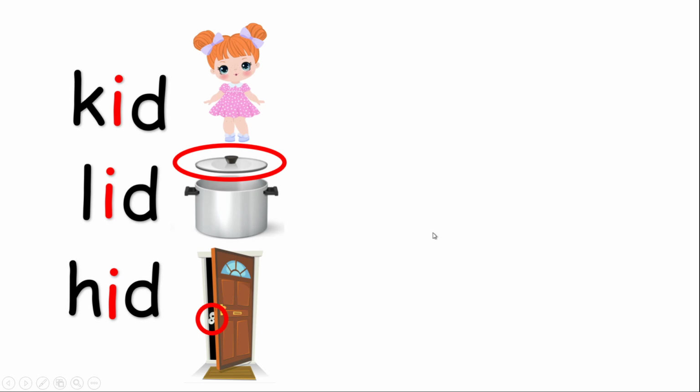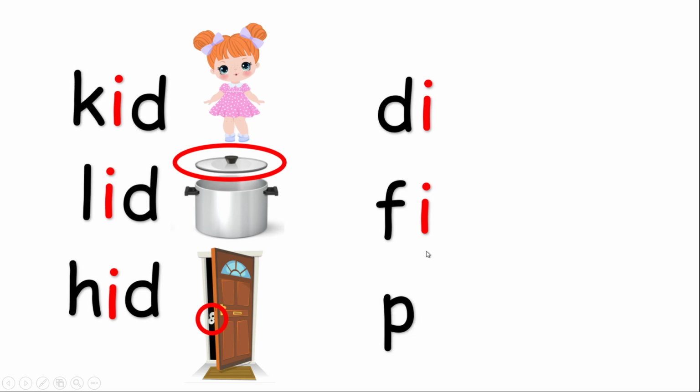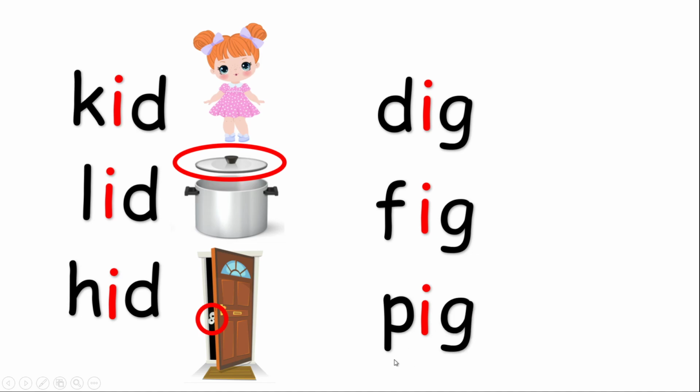Let's see the other side. We have more words with short I. This is D, D. F, F. P, P. Okay, let's add the last letter to make a meaning to the words. D, G. Dig, dig. Fig, fig. Pig, pig. Dig, fig, pig.